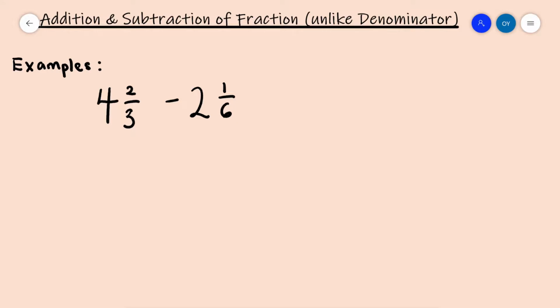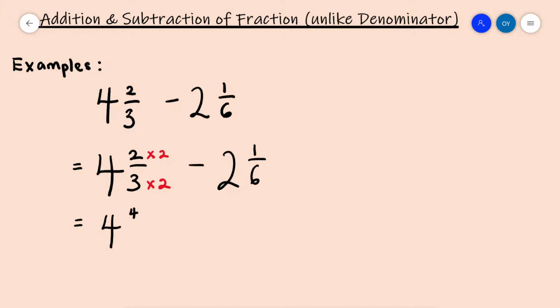Another example here is 4 2 over 3 minus 2 1 over 6. The least common denominator here is 6. So 2 over 3 will multiply by 2, but 1 over 6 remains the same. So we have 4 4 over 6 minus 2 1 over 6. And this becomes 4 minus 2, that is 2, then 3 over 6.